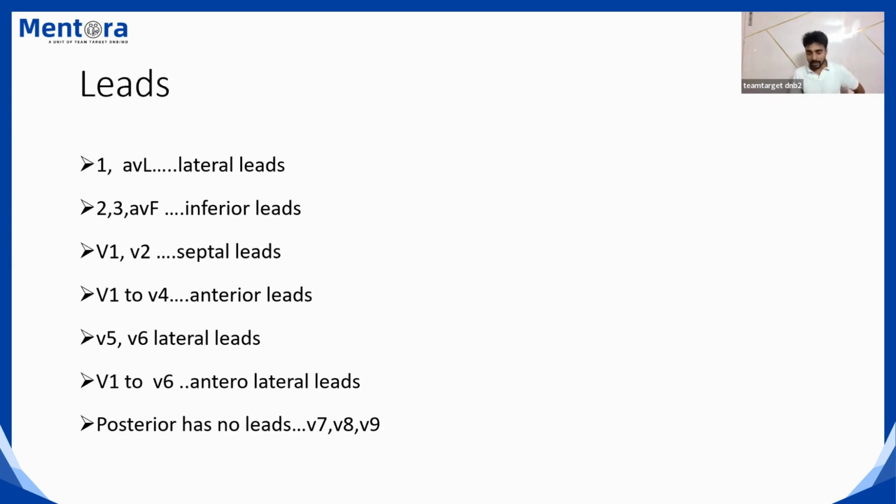So as I discussed, lead 1 and AVL are your lateral leads. In lead 1 you are seeing the heart from the lateral side, and AVL also. They are called lateral leads, specifically high lateral leads. That means if there is any abnormality like ST elevation or ST depression in 1 and AVL, you can say the lateral part of the left ventricle is involved.